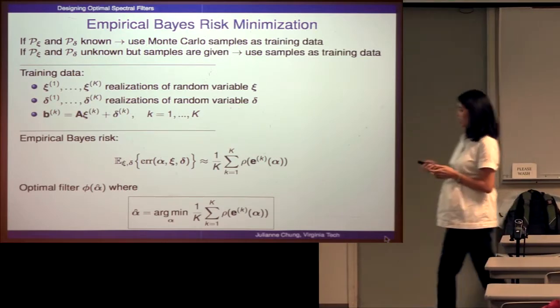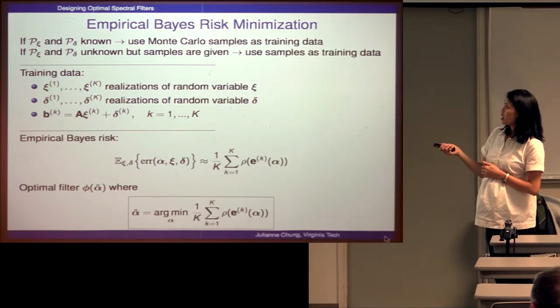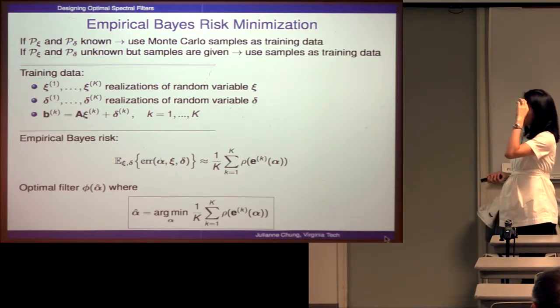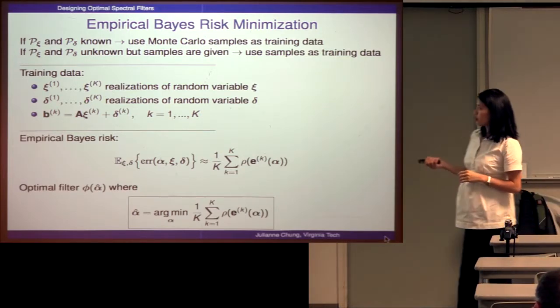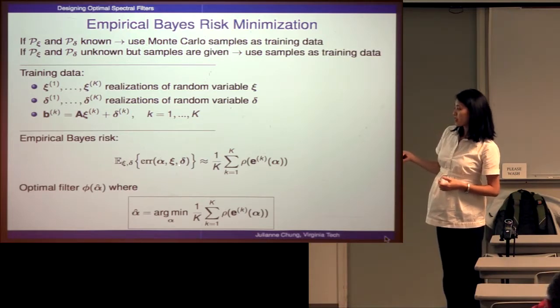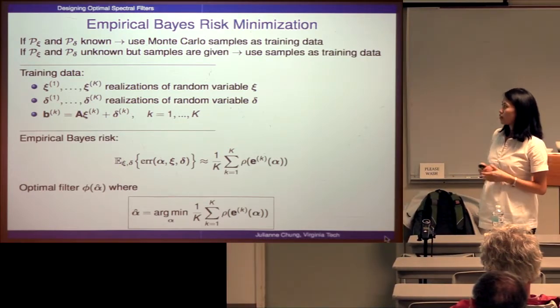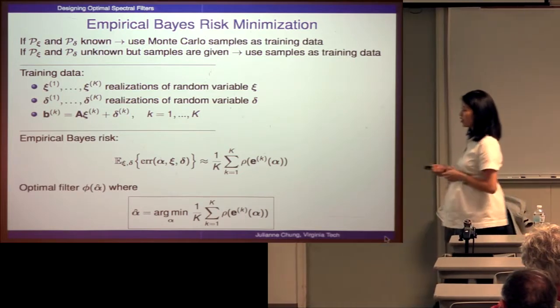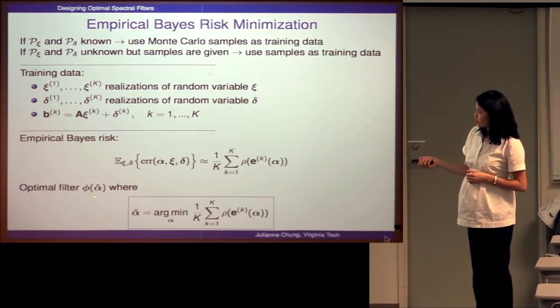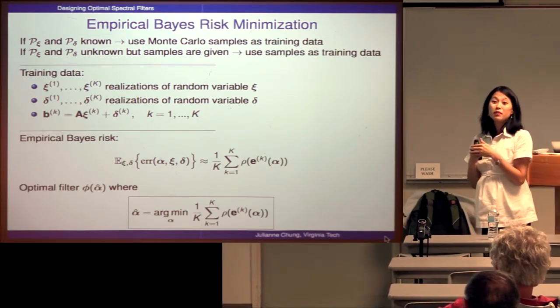So here's the framework. Here's the idea. I have my training data: my k realizations of the solutions and k realizations of the noise. And rather than solve the Bayes risk problem, where I'm trying to minimize the expected value of the errors, I approximate the expected value with the sample mean, the average over all of my k realizations. And I'm going to look for the filters, or you could think about it as the regularization parameters, that minimize this average error. So it all reduces to a simple optimization problem.